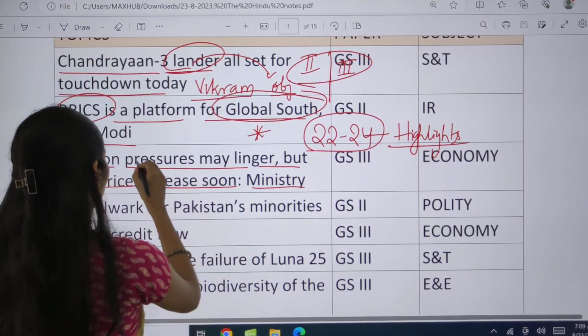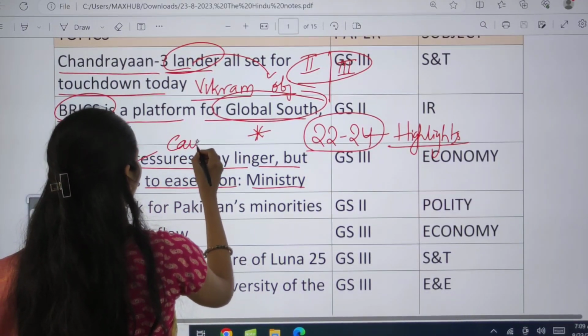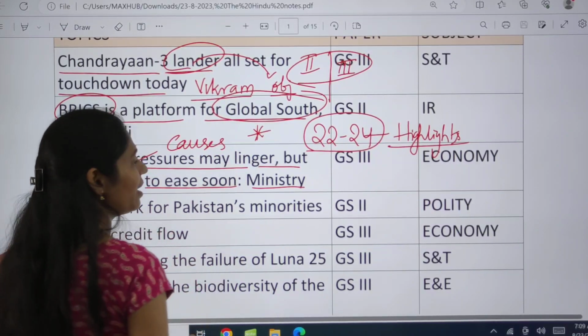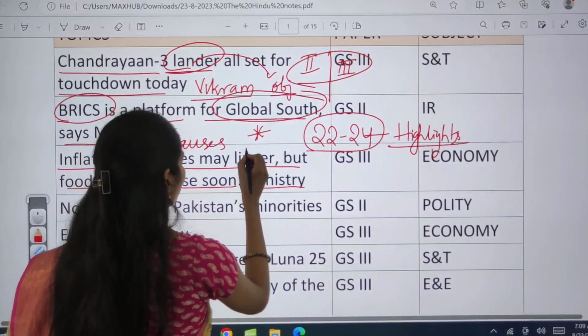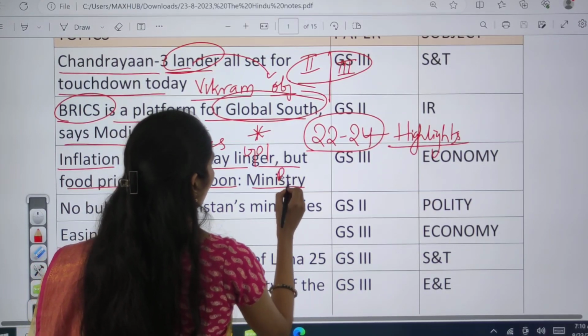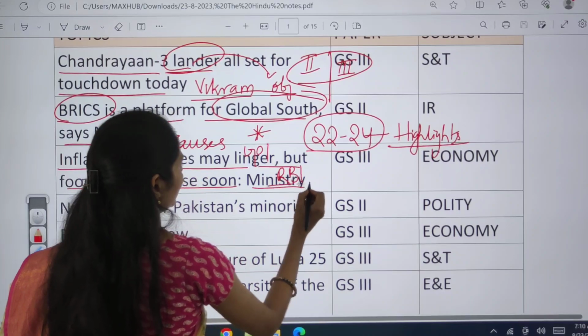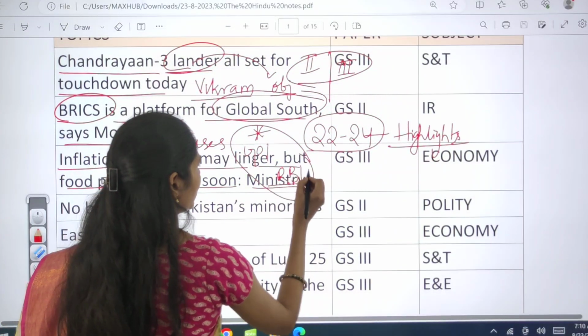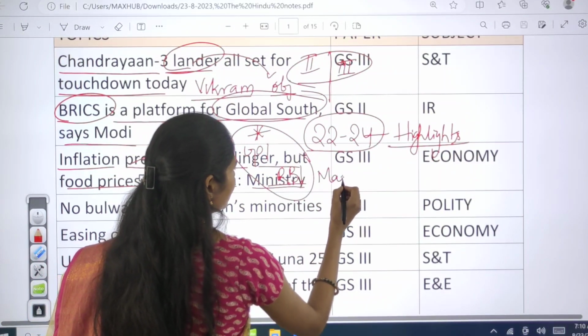And here you have to see what are the causes of inflation. So apart from these causes, you have to see what is the role of Government of India as well as RBI to control this inflation. So this part is very important from your mains.